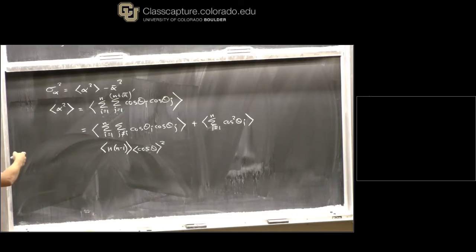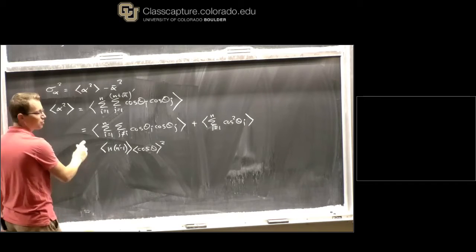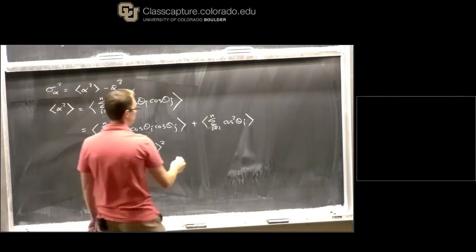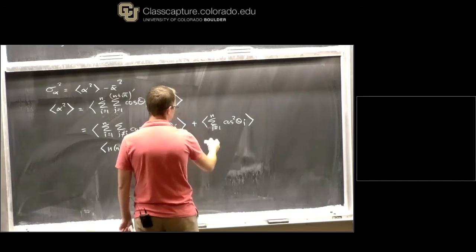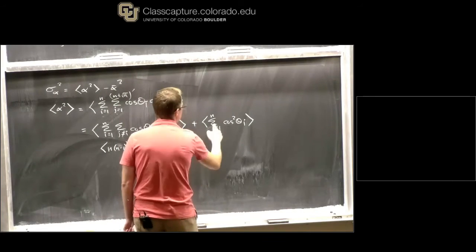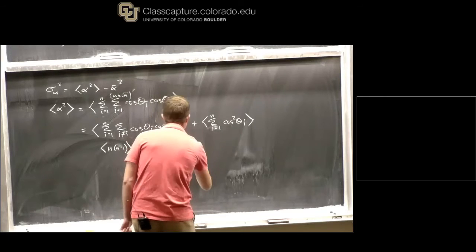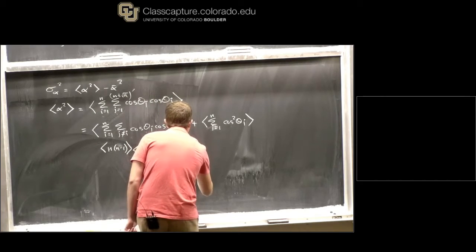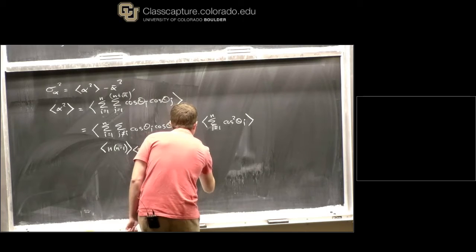Now this is the most offensive part, I think. Let's see. If I keep a prime there, I don't know. I might get confused. So continue to keep that in mind. This term is fairly straightforward. It's just n copies of the average of cosine squared, which we have not computed yet. So that would be n bar times average of cosine squared.